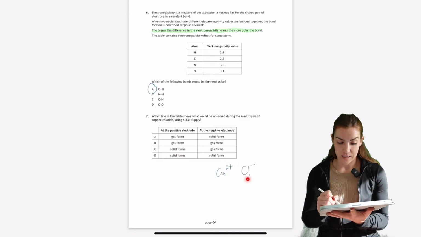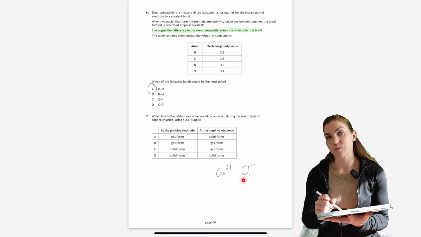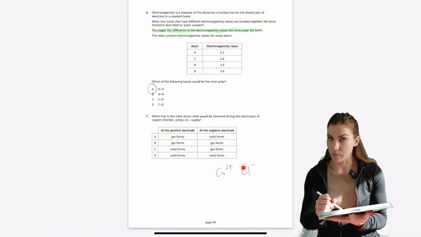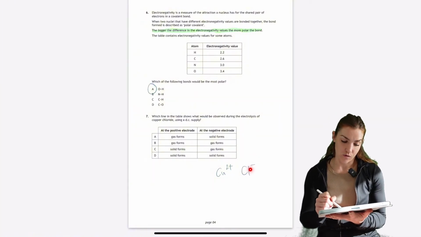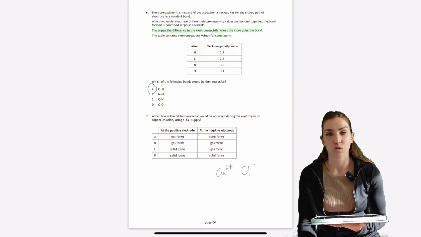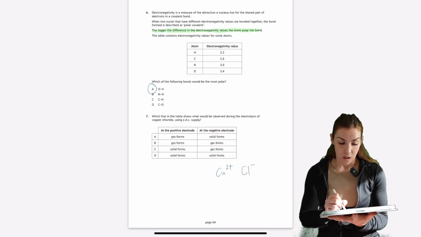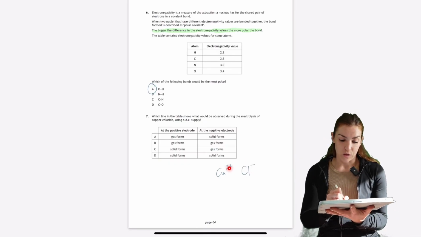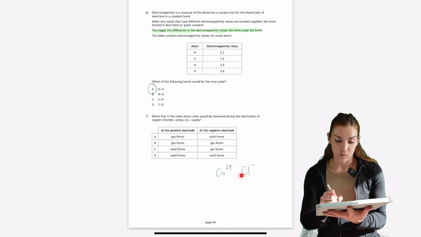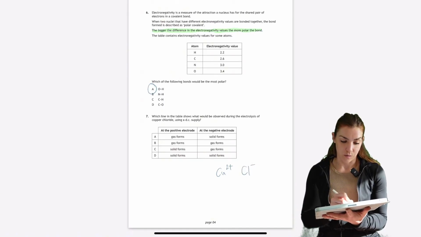Then we've got chloride ions. They're going to go to the positive electrode because they are negatively charged, opposites attract, and they will end up forming chlorine gas because we don't really ever have chlorine as a solid. So at the negative electrode, we're going to have solid copper. At the positive electrode, we're going to have chlorine gas. So the answer will be A.